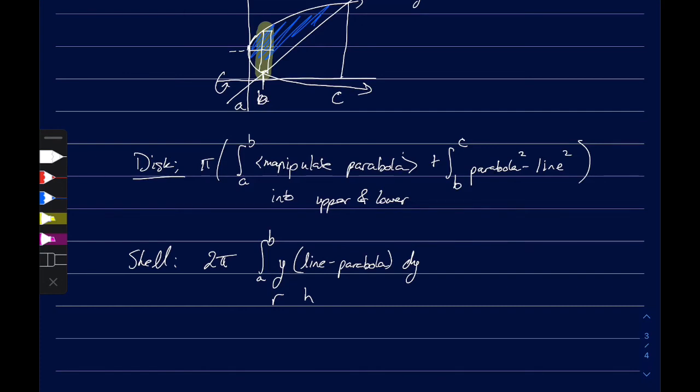That concludes finding the volume of solids of revolution.